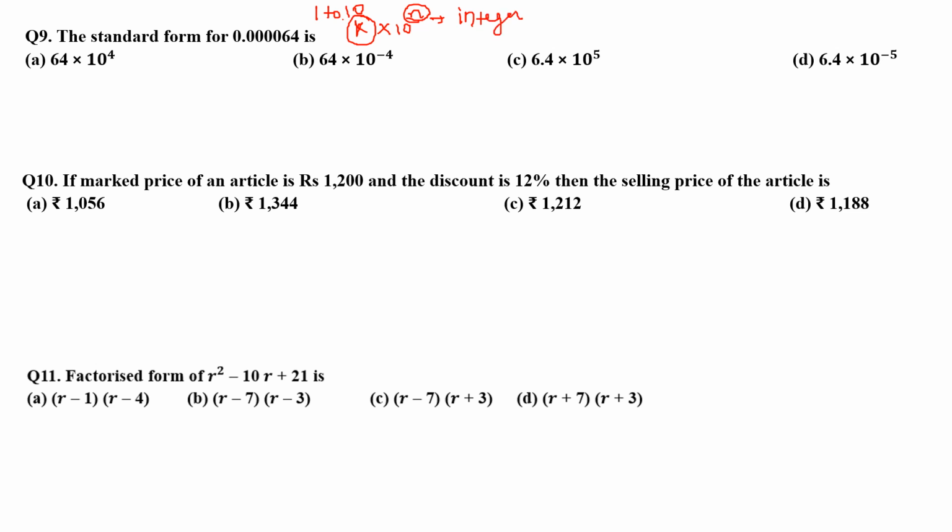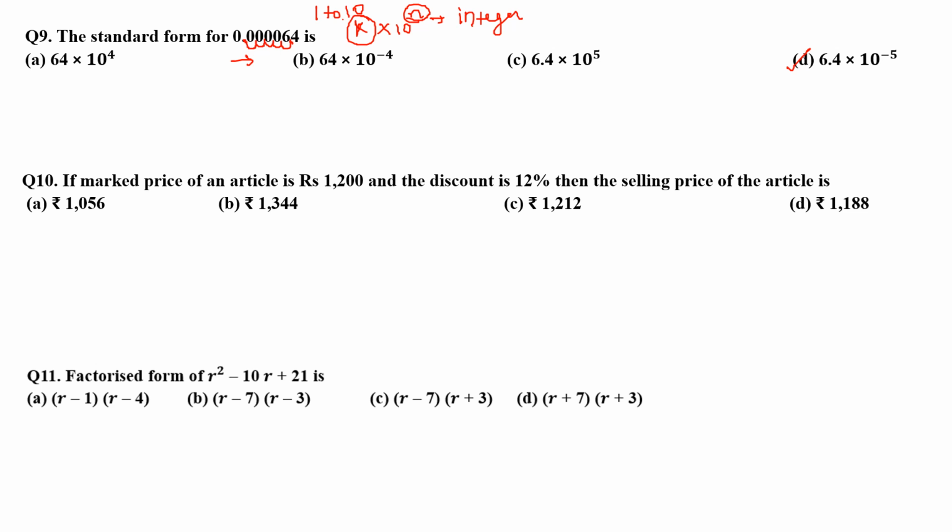So to make this number such that it will lie between 1 to 10, where 10 is excluded, we have to shift the decimal point from here to here. So you can see you have to take 1, 2, 3, 4, 5 jumps towards right. So it will become 6.4 into 10 to the power minus 5. Now as you are shifting the decimal to the right, the power will be negative. So the answer is 6.4 into 10 to the power minus 5.